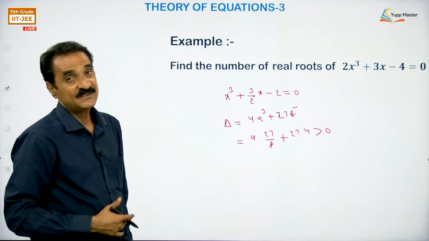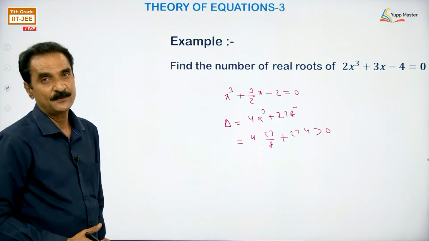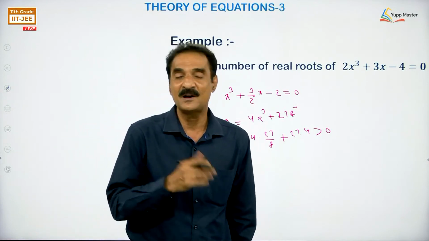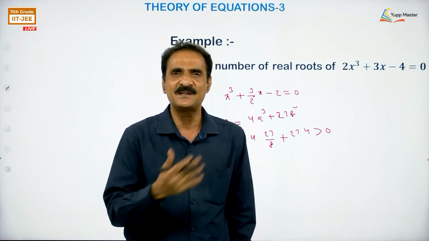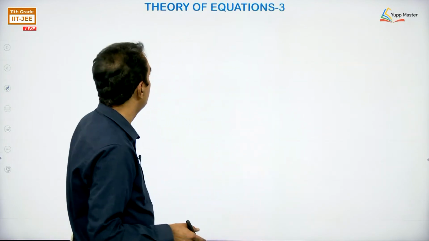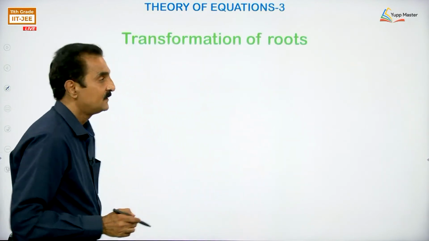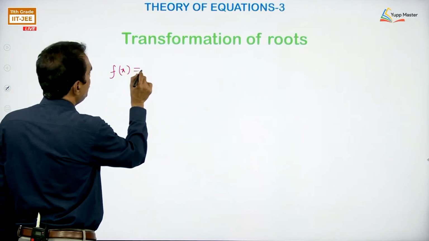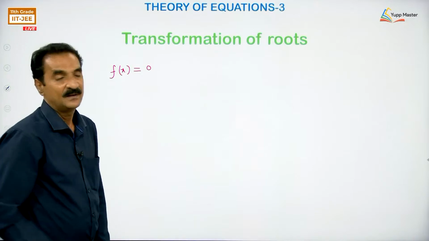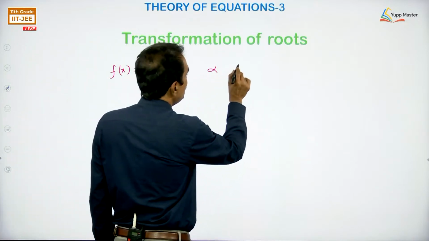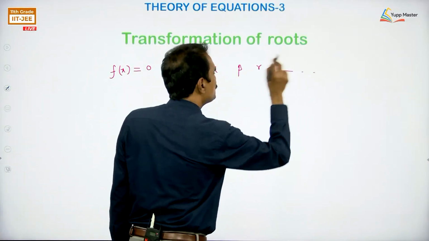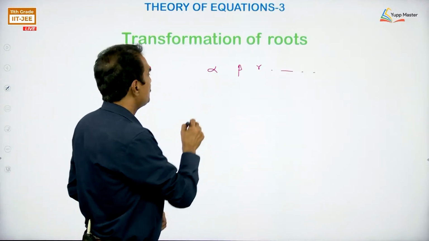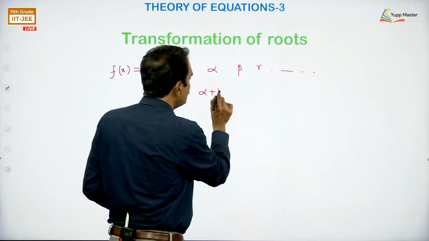Now, we are going to discuss transformation of roots. Already we have done many problems in transformation of roots in quadratic equations. The approach, method, everything is same. Suppose f of x is equal to 0 is a polynomial equation of any degree. Its roots are alpha, beta, gamma and so on, depending on the degree. Suppose a constant k is added to every root.